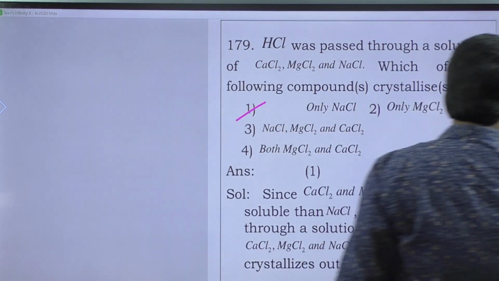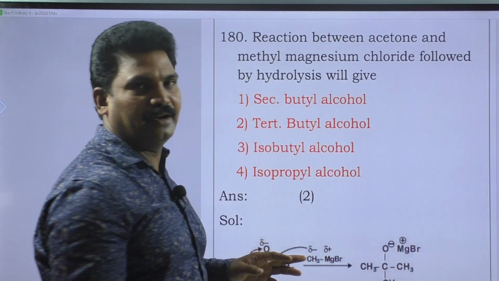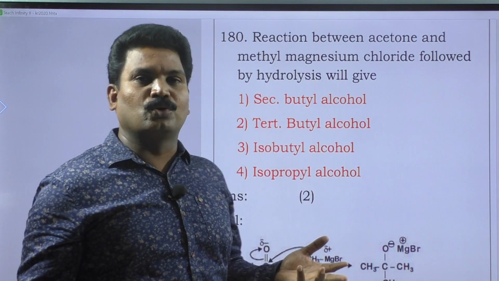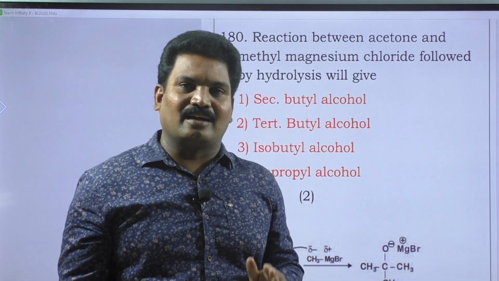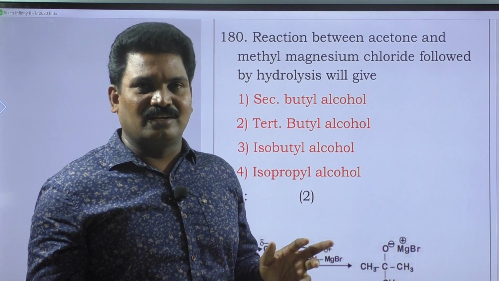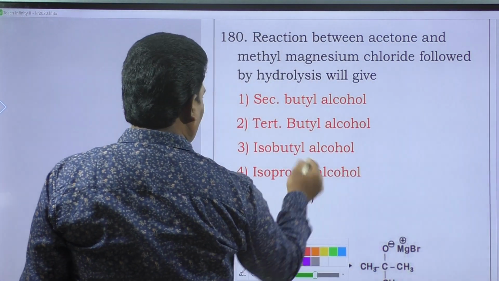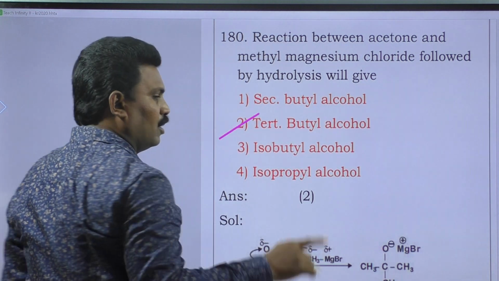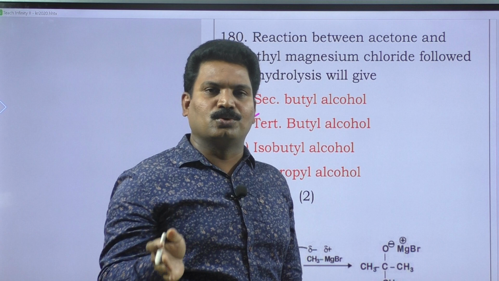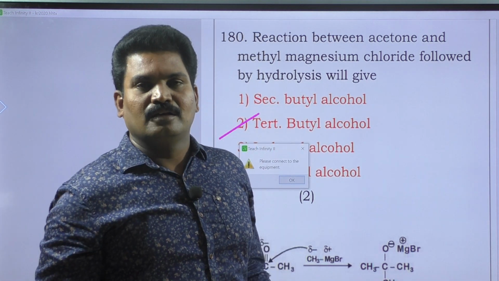Okay. And the last one, the reaction between acetone and Grignard reagent. Formaldehyde reacts with Grignard reagent to give primary alcohol. Other aldehydes react with Grignard reagent to give secondary alcohol. Ketones react with Grignard reagent to give tertiary alcohols. So here acetone, a ketone, reacts with Grignard reagent to give tertiary alcohol.